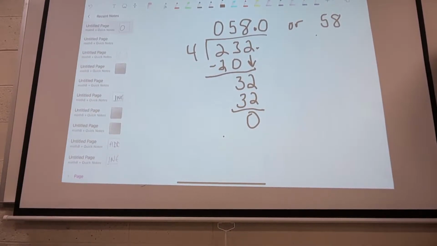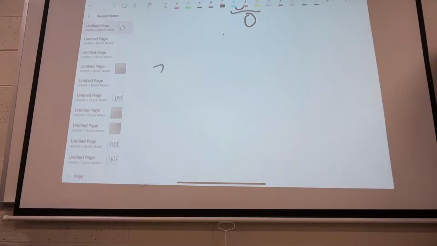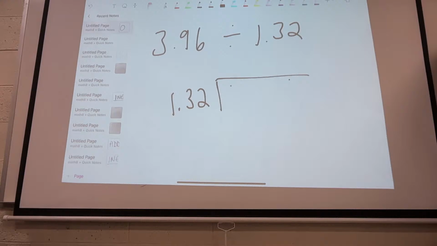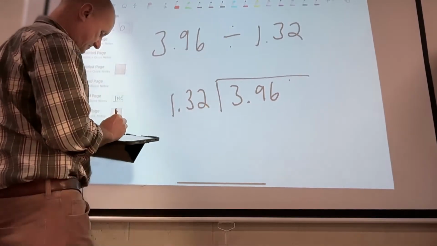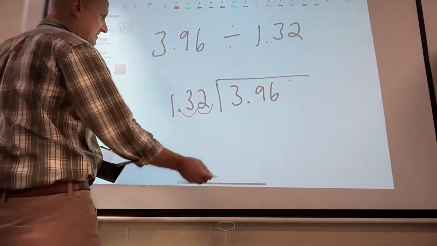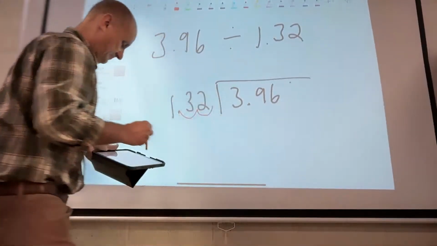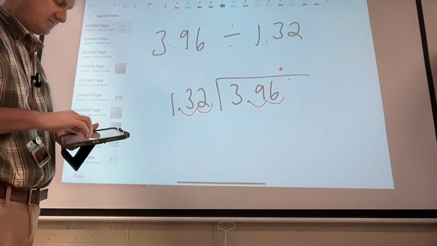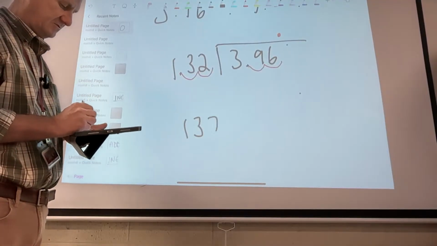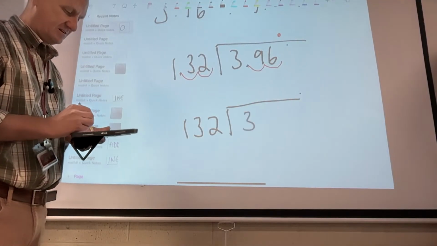Well, yeah, all right, let's look at 12. It's not going to take very long. 3.96 divided by 1.32. Rewrite it. Now here I have to move 1, 2. So here I got to move 1, 2. And then put it straight up. I'm going to rewrite it. 132 goes into 396.